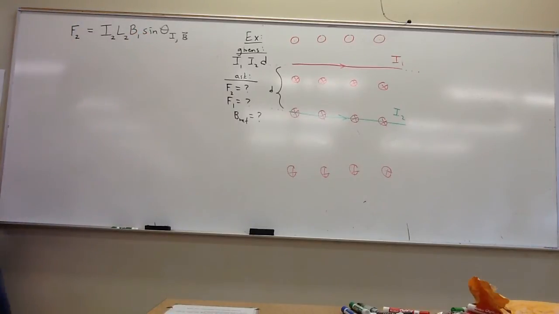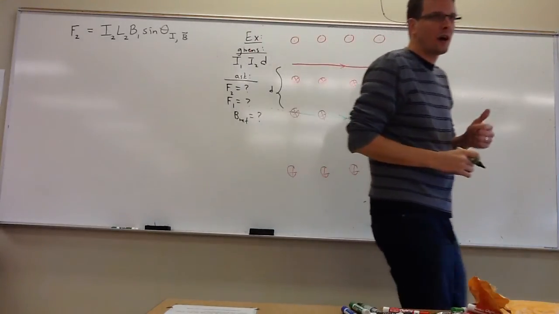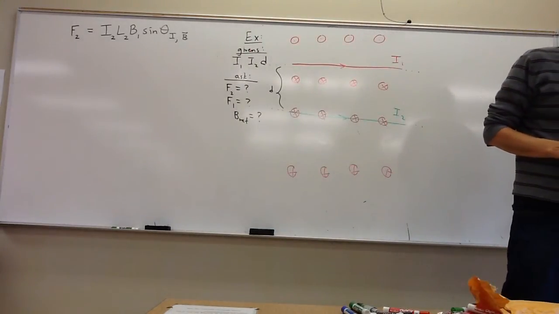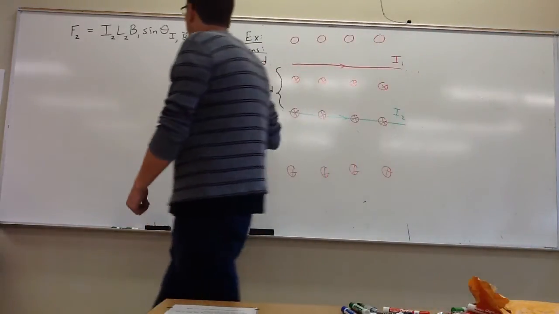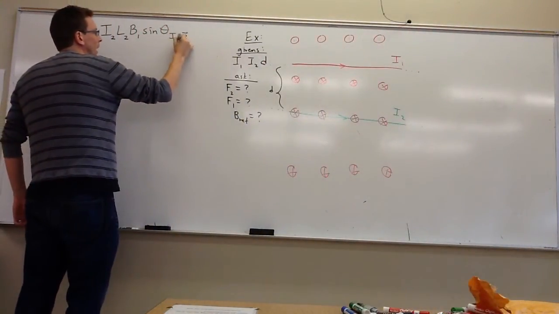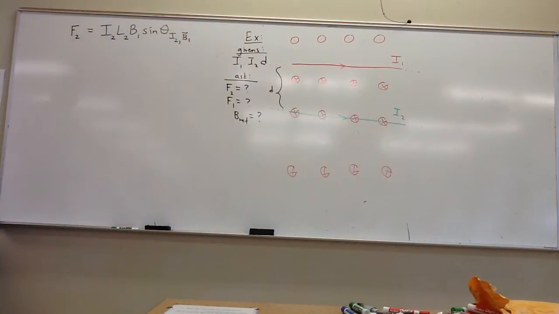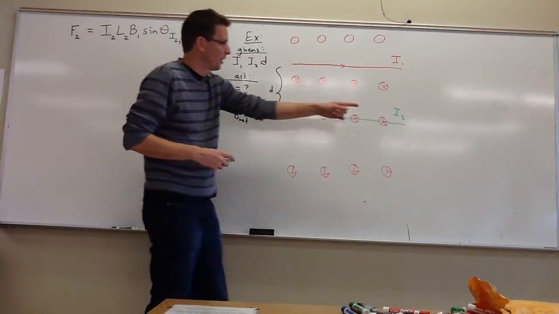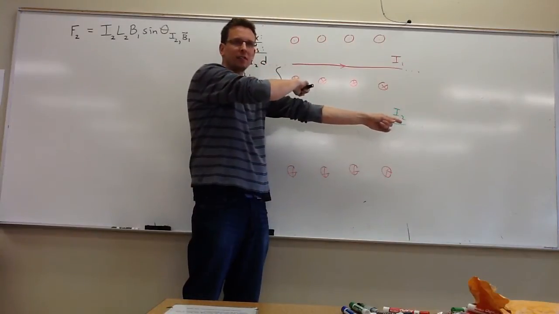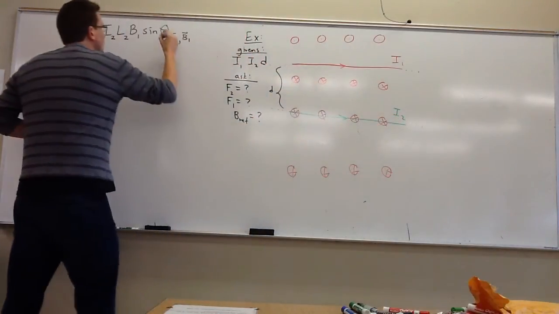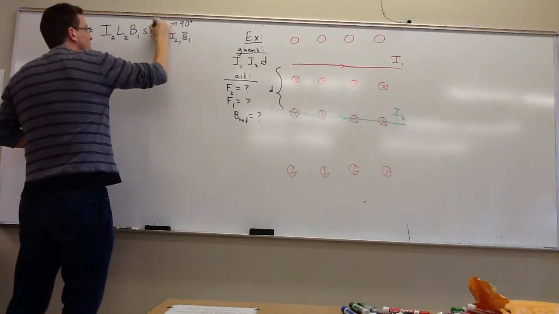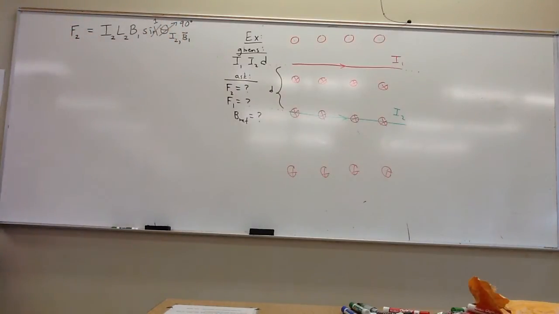So the amount of force that wire 2 will feel has to do with how much current is in it, how long it is, and what field it is sitting in, and we know that field is from the other wire. And this will be the angle between I2 and B1. Let's get the angle out of the way. What's the angle between I2, the green, and B1? 90. Sine of 90 is 1, so we get the maximum amount of force, because this current is cutting perpendicularly across the field lines of the other.